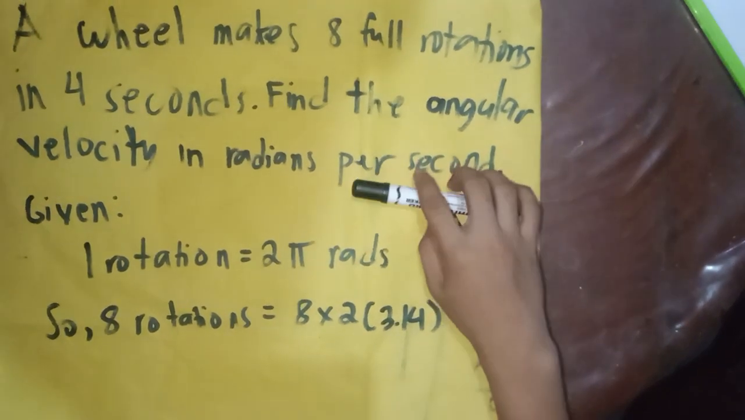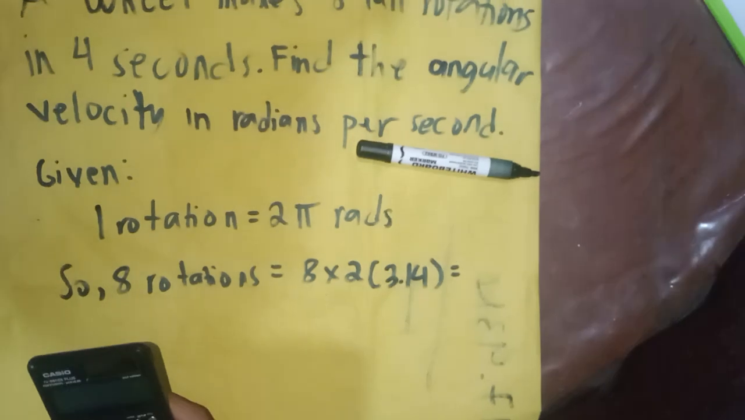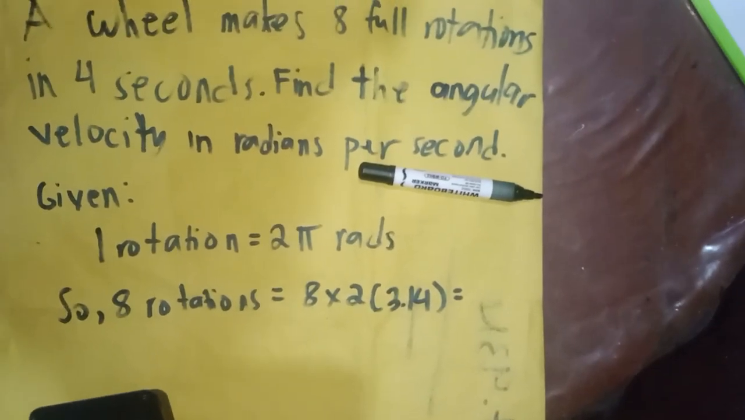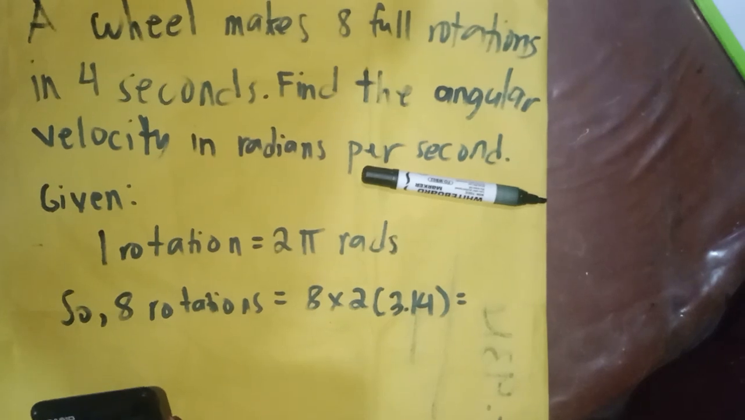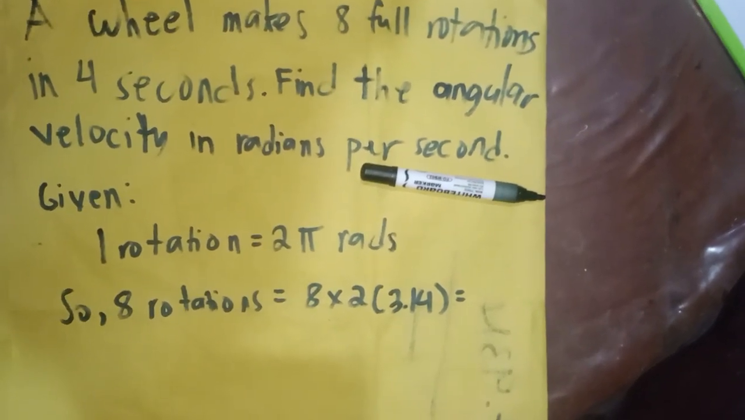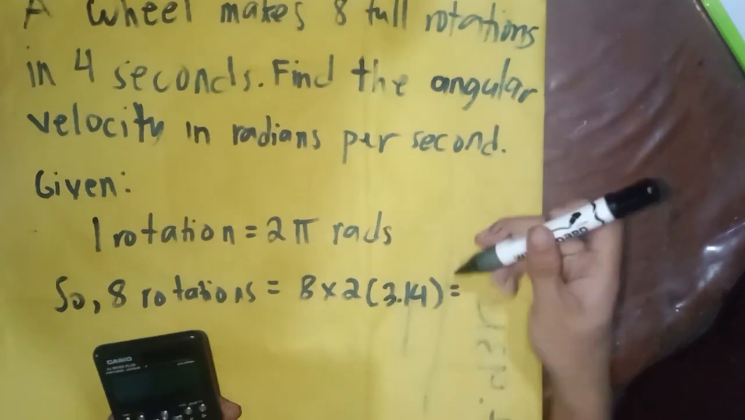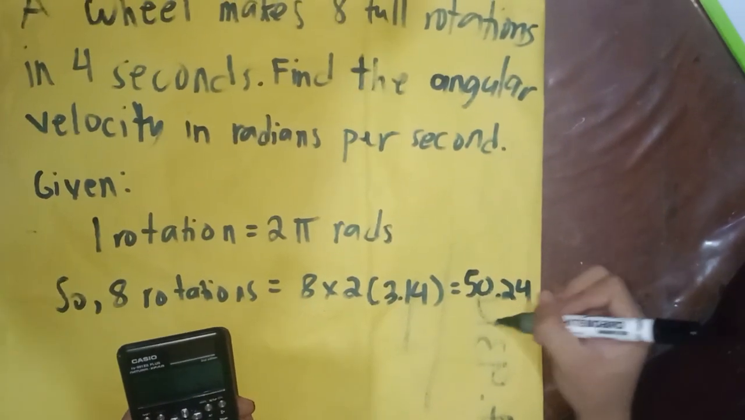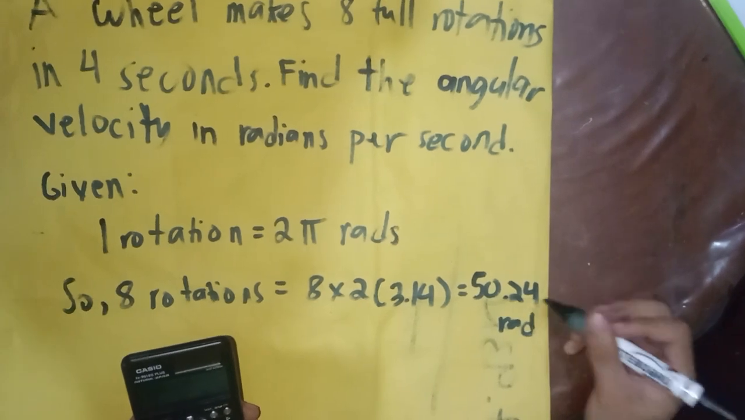Let's calculate: 8 times 2 times 3.14. So the answer is 50.24 rad. So this is the angular displacement in rad.